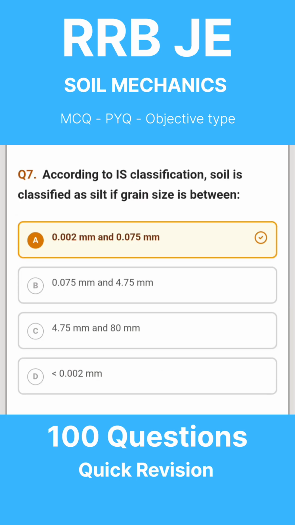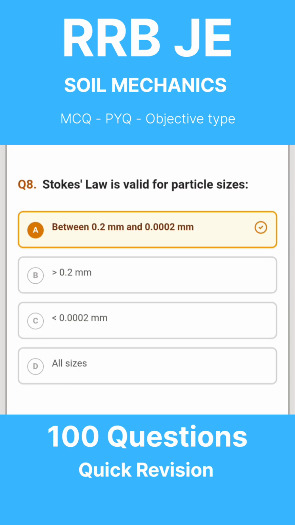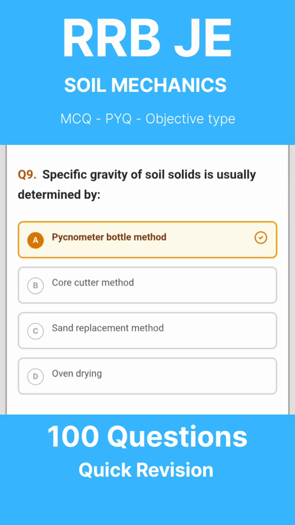Question 7. According to the classification, soil is classified as silt if grain size is between. The correct answer is 0.002 mm and 0.075 mm. Question 8. Stokes' law is valid for particle sizes. The correct answer is between 0.2 mm and 0.0002 mm. Question 9. Specific gravity of soil solids is usually determined by. The correct answer is pycnometer bottle method.